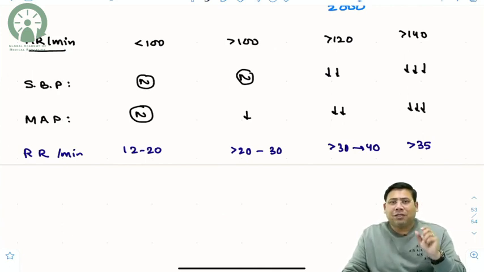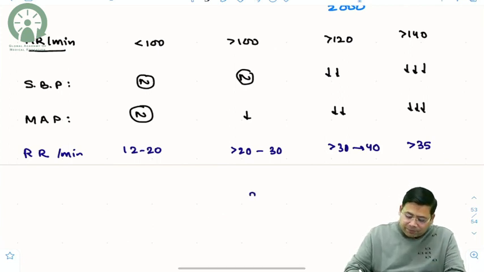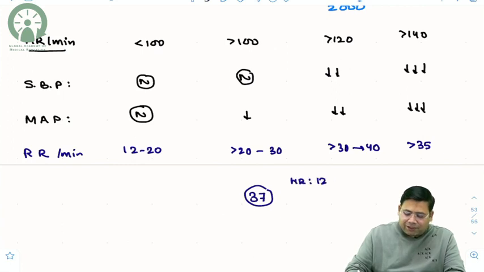Suppose there is a respiratory rate of 37. So 37 can fall into grade 3 and also 4. So now you need to check other parameters. Imagine there's a patient who has a respiratory rate of 37 and a heart rate of 126.